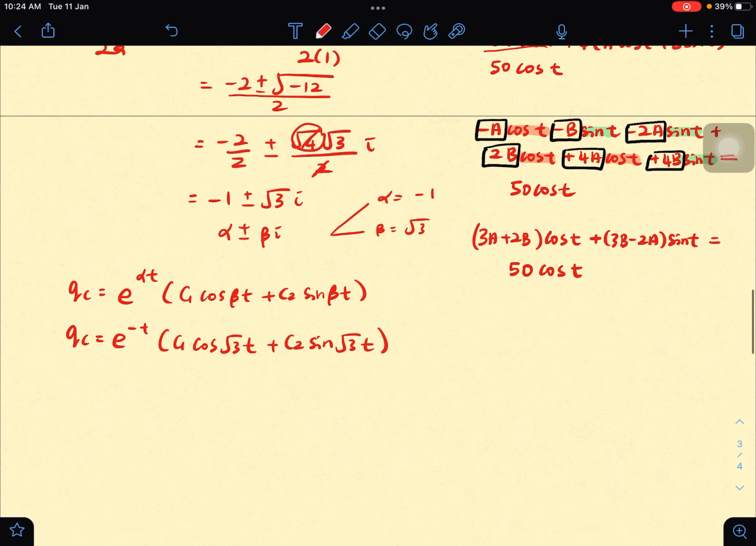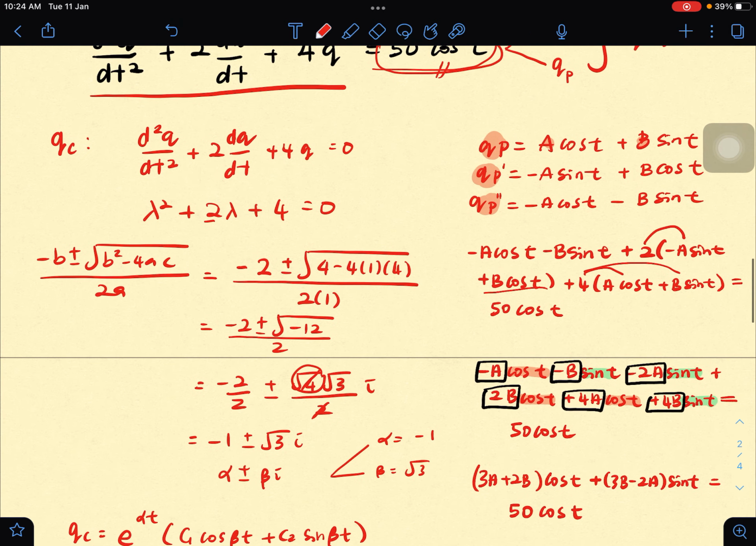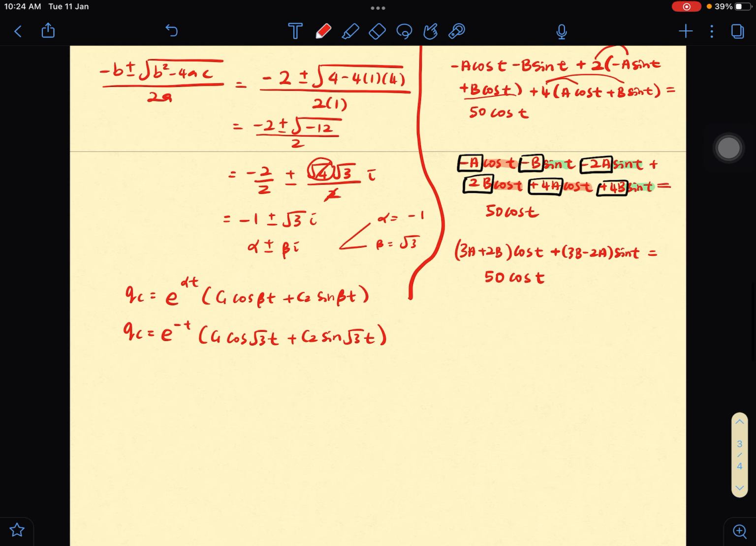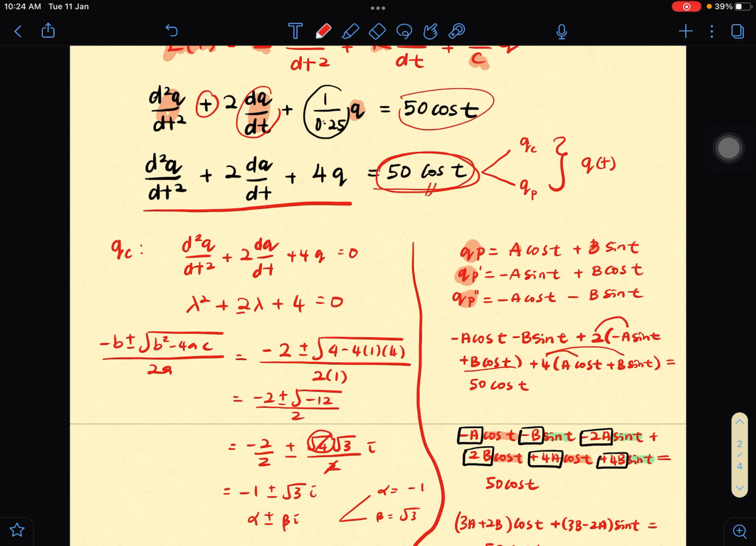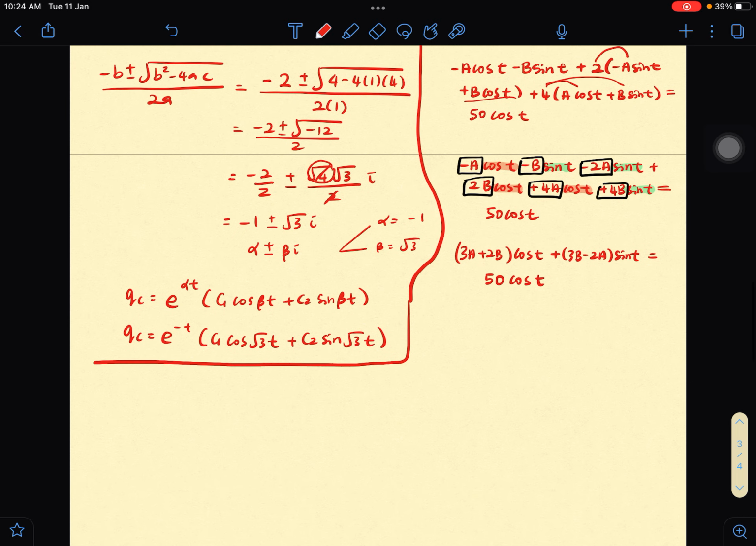Okay, so kalau saya tulis nak bagi tak pening, yang ini tadi adalah YC, jangan tersilap ni YC. So sekarang yang sebelah ni kita nak cari YP. Yang ni kita nak cari QP. Okay, so kalau saya tulis yang ini selari, dia akan jadi macam ni. 3A tambah 2B cos T tambah dengan 3B tolak 2A sin T sama dengan 50 cos T.